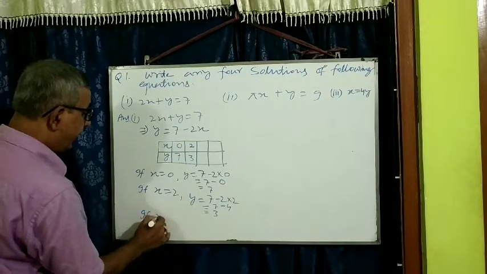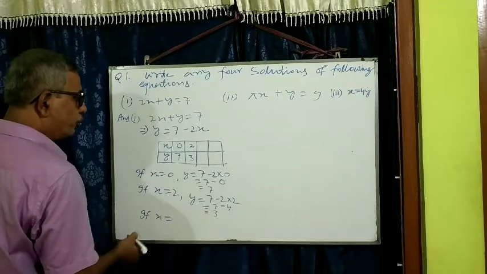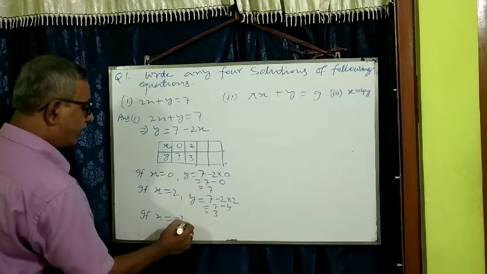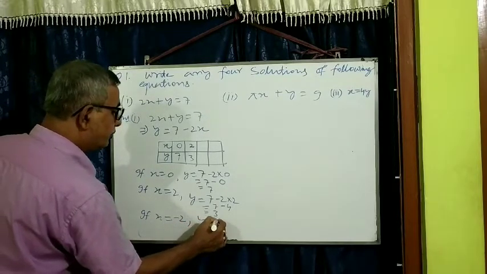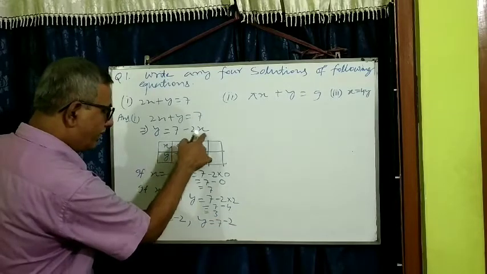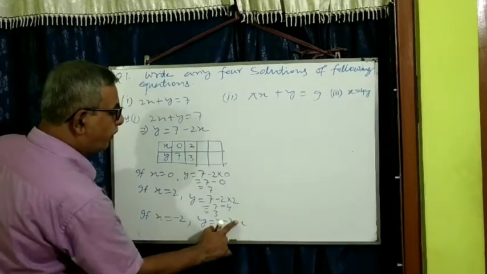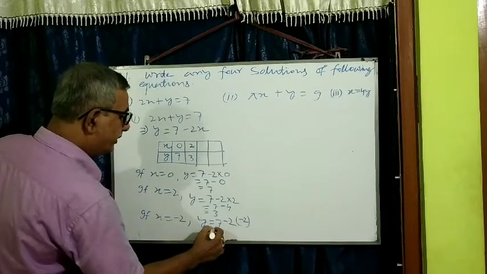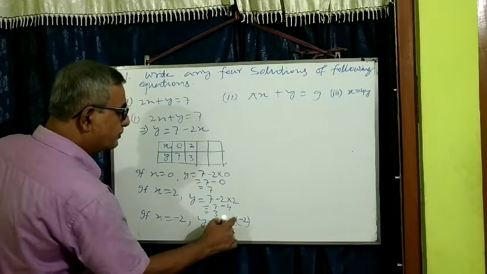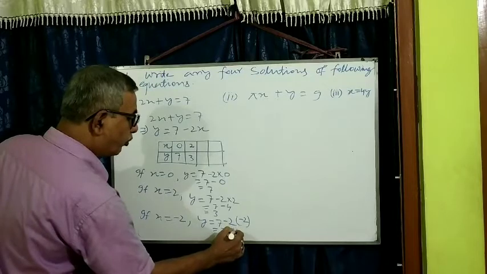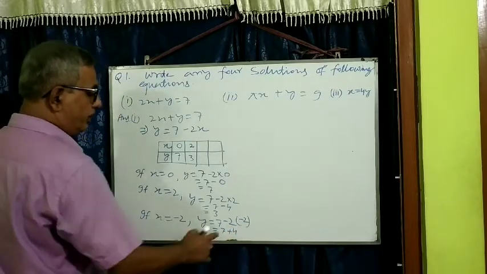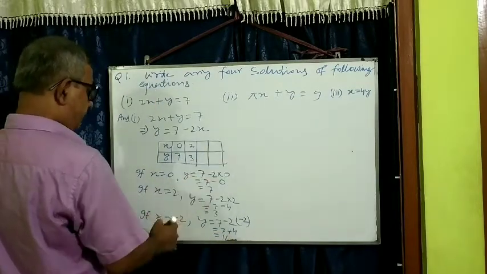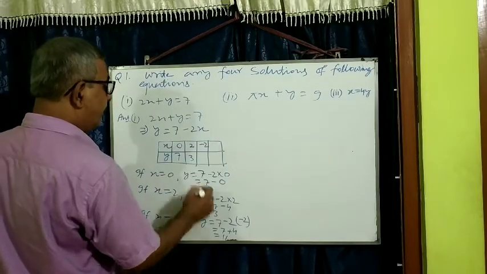If x is equal to, you may take 4 also, minus also you can take, minus 2 suppose you are taking. Then what will happen? Do you understand? y is equal to 7 minus, actually what happens? 2x. So instead of x, what I am going to write? Write in bracket minus 2. So you are getting 7 minus plus. You multiply it. 4 you are getting. So 7 and 4, 11. You are writing what? x is equal to minus 2. Then y is equal to 11.